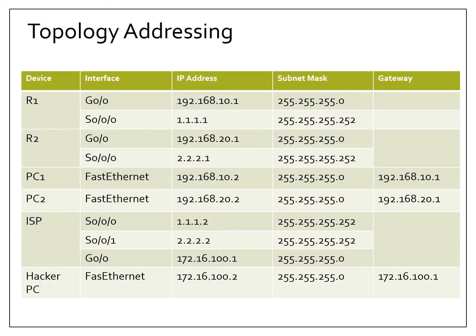So this is the topology addressing scheme. You can see that on router 1, the gigabit 0/0 interface has got an address of 192.168.10.1. So we're on the 192.168.10.0 LAN at Site A, and PC1 has got an address of 192.168.10.2, and the serial 0/0/0 interface of router 1 is the one that's connecting to the internet service provider with an address of 1.1.1.1.